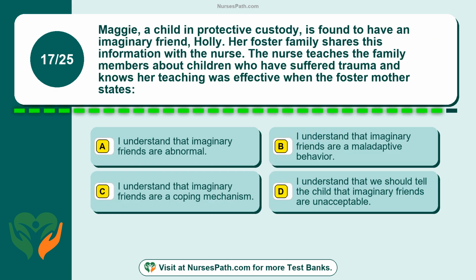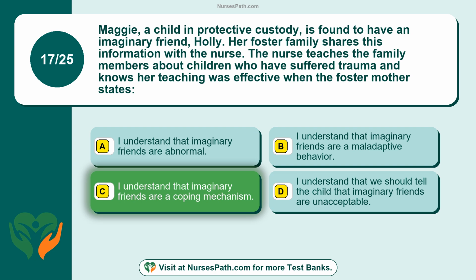Question 17. Maggie, a child in protective custody, is found to have an imaginary friend, Holly. Her foster family shares this information with the nurse. The nurse teaches the family members about children who have suffered trauma and knows her teaching was effective when the foster mother states: Option A. I understand that imaginary friends are abnormal. Option B. I understand that imaginary friends are a maladaptive behavior. Option C. I understand that imaginary friends are a coping mechanism. Option D. I understand that we should tell the child that imaginary friends are unacceptable. The correct answer is option C.